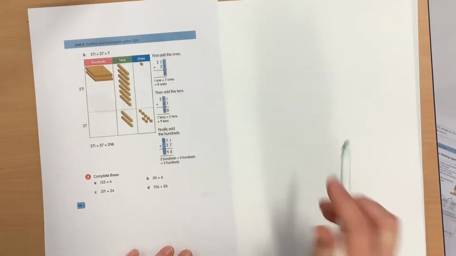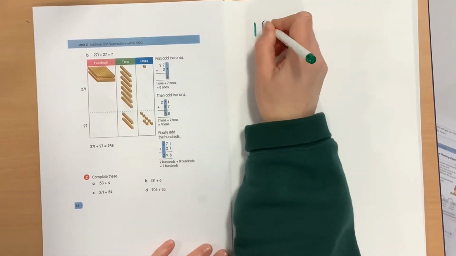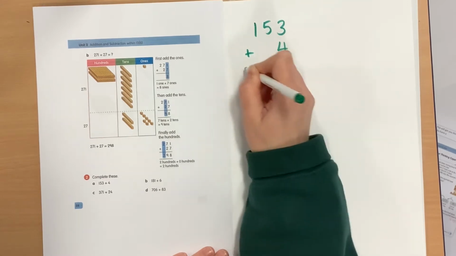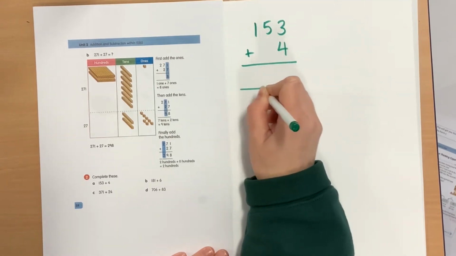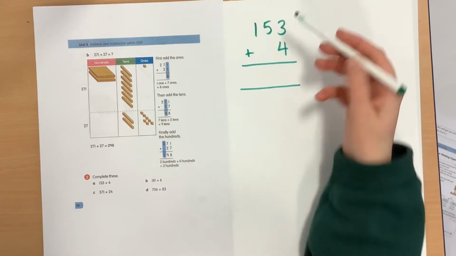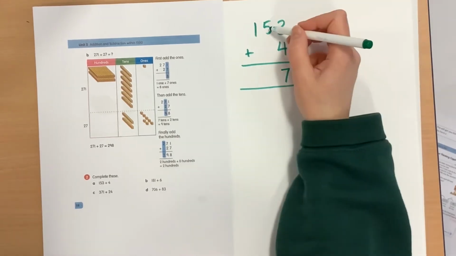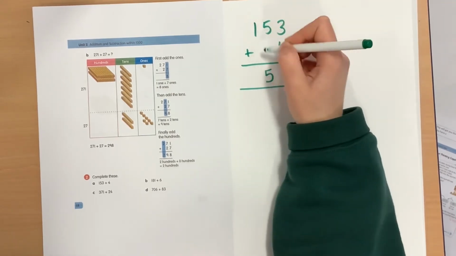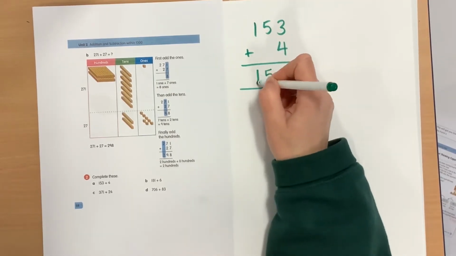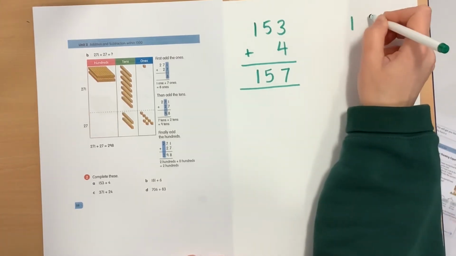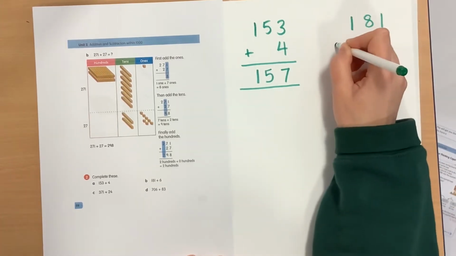Okay, let's have a look then. The first one is 153 add 4. Now I'm going to show you without the equipment. Ones first, 3 ones add 4 ones is 7 ones. 5 tens add 0 tens is 5 tens. 100 add 0 hundreds is 100. The answer is 157.